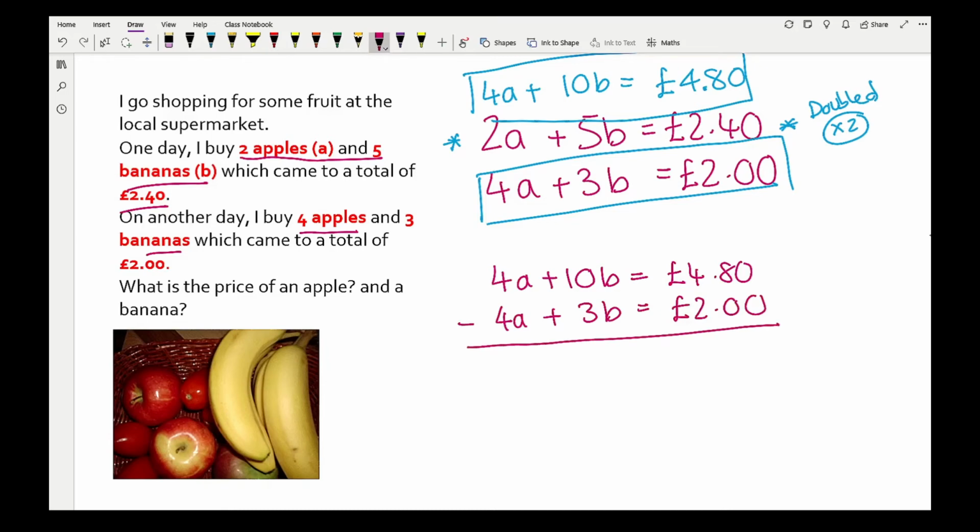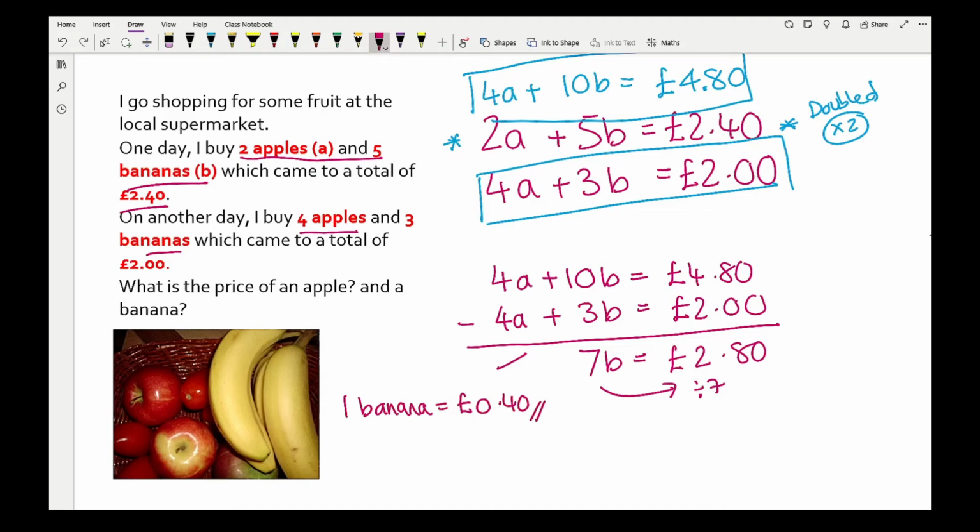So I've got 4 apples, take away 4 apples leaves me with no apples. 10 bananas, take away 3 bananas gives me 7 bananas. So the difference in the amount of bananas must be the difference in price, which is £2.80. So I know that 7 bananas cost £2.80. So if I divide that by 7, I get to know that 1 banana equals, and it's going to be 40p.